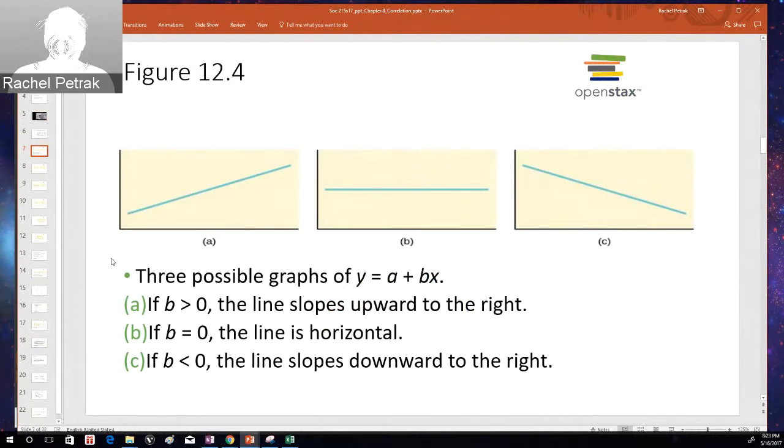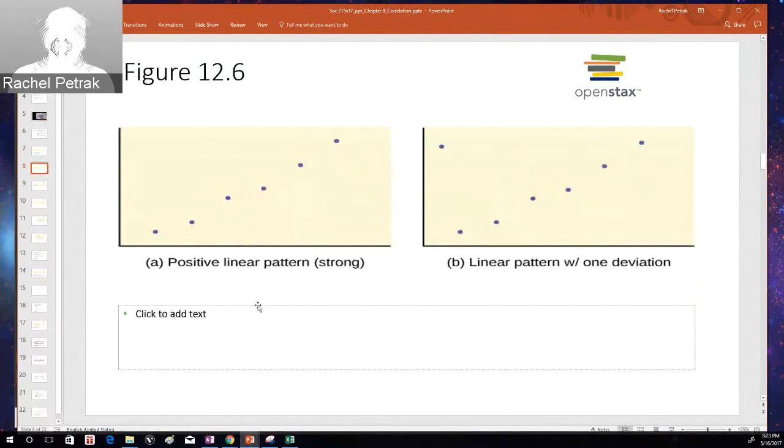Here we have three possible graphs of y equals a plus bx. Here for a, if b is greater than 0, if the slope is greater than 0, then the slope goes upward to the right. If it's 0, then it's flat. And if it's negative, then it's going to slope downward to the right. This is a review from chapter 7. Let's just quickly go through and make sure we can see all of these different patterns discretely.